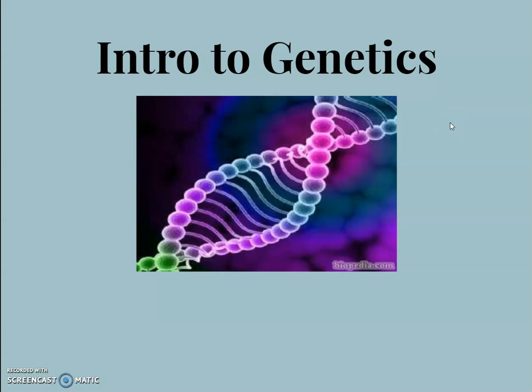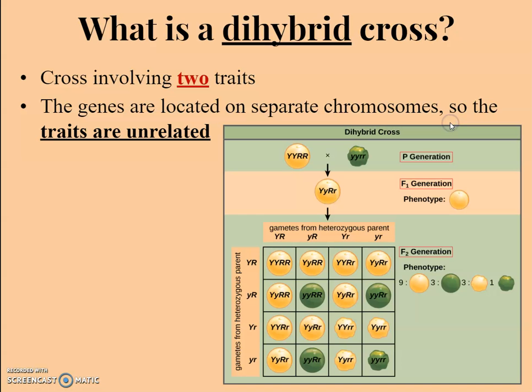Welcome to the lecture on dihybrid crosses. Two weeks ago we learned about monohybrid crosses. We were just looking at one trait at a time and determining the outcome of offspring of just one trait. Now today we're going to go into dihybrid crosses. Dihybrid crosses are when we're using a cross involving two traits. So we're going to see what's the likelihood of someone inheriting two traits.